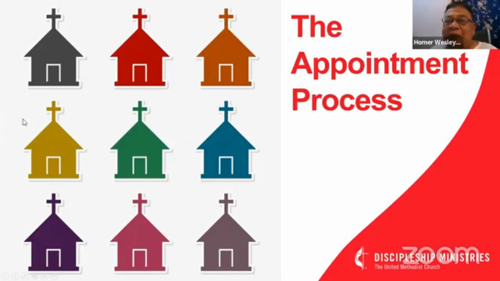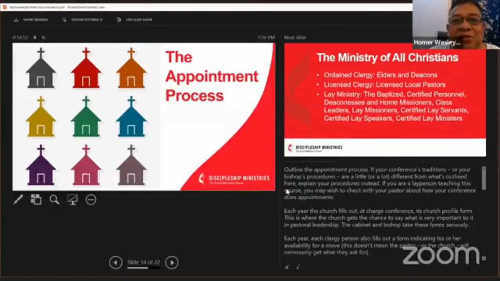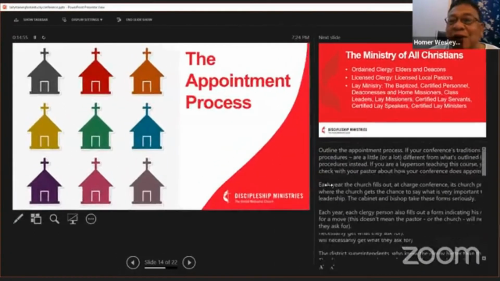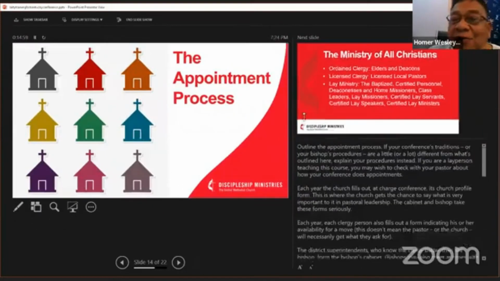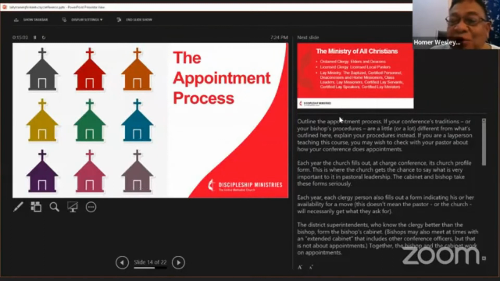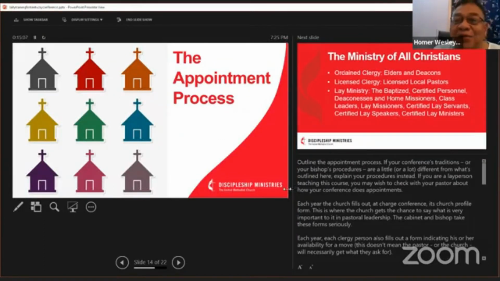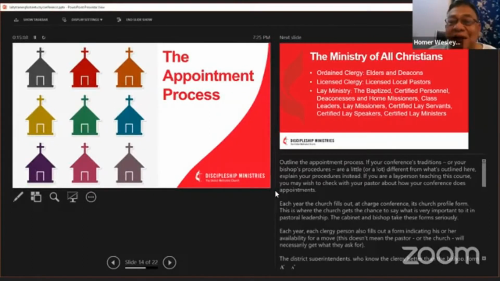Okay, while waiting for that, the appointment process: ang mga pastor, manggagawa sa United Methodist Church ay ina-appoint. Ito 'yon. The ordained clergy, elders and deacons, the licensed clergy, licensed local pastors, the lay ministry, the baptized, certified personnel, deaconesses and home missioners, class lay leaders, lay missioners, certified lay servants, certified lay speakers, and certified lay ministers. Ito ang leadership ng ministry sa United Methodist Church. Okay? Next slide.